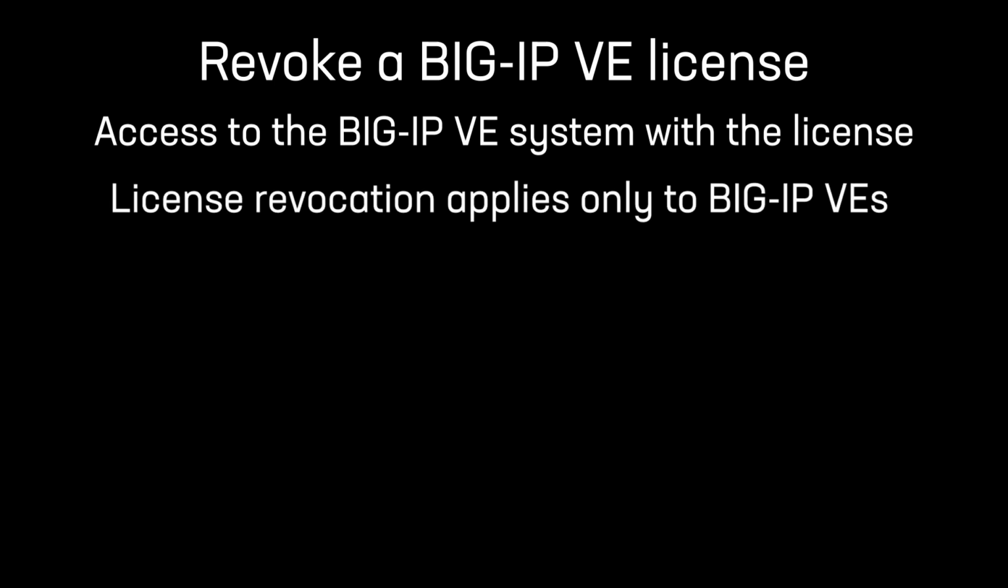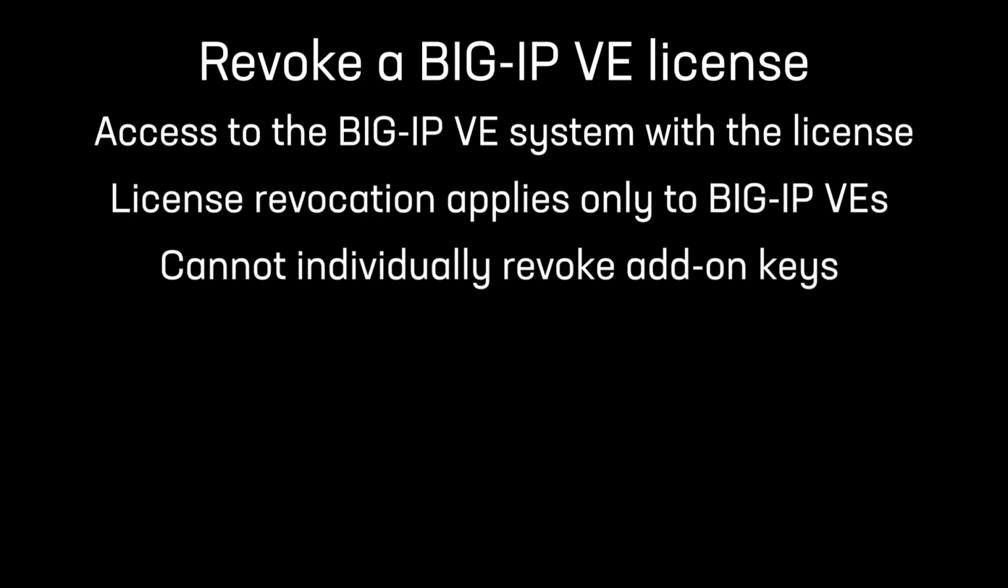To revoke the license, you must have access to the BIG-IP VE system. If, for example, the virtual machine was deleted or the BIG-IP VE is inaccessible, you must contact F5 support and request an allow move on the registration key to use it on a new system. License revocation functionality only applies to BIG-IP VE systems. Add-on keys, once user activated, are permanently tied to the base registration key and cannot be revoked individually.